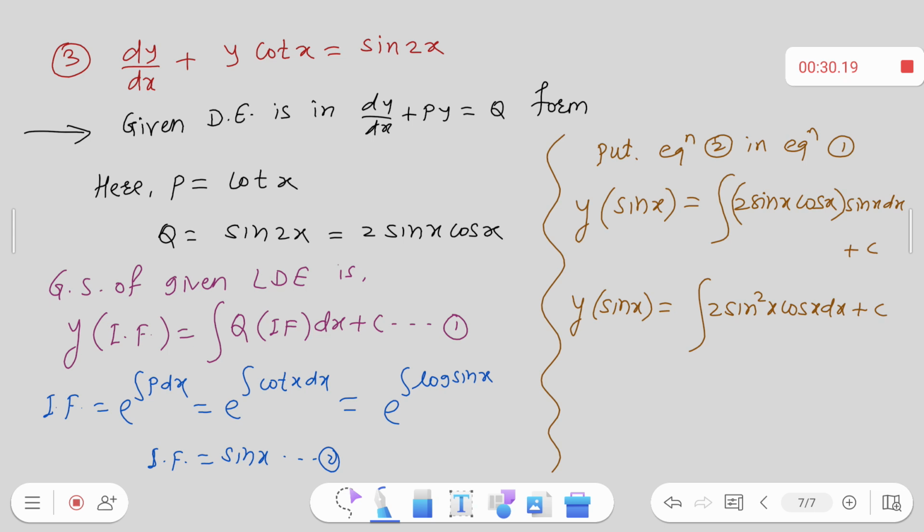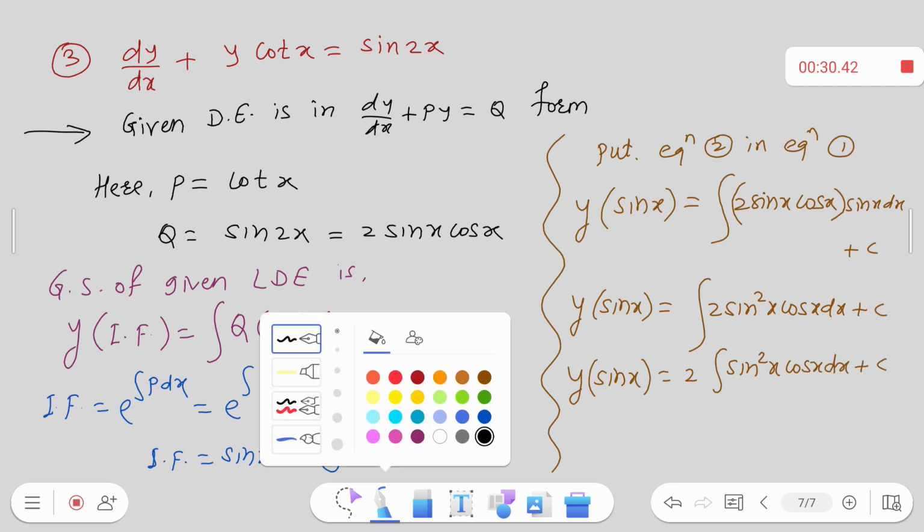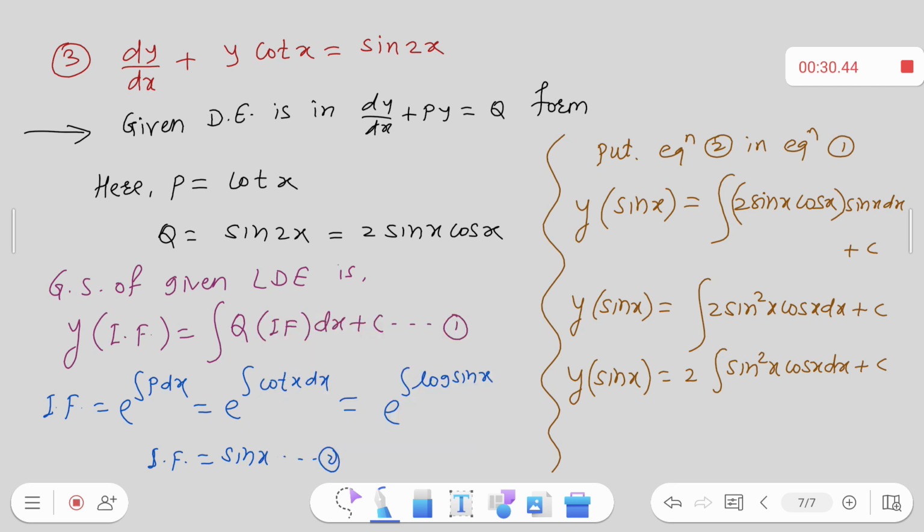Now what is the integration of 2 sin square x cos x dx? 2 is the constant term, you take it outside. So y into sin x is 2 times integral sin square x cos x dx plus c. How do we integrate sin square x into cos x? If you don't know the standard result, then use the substitution.